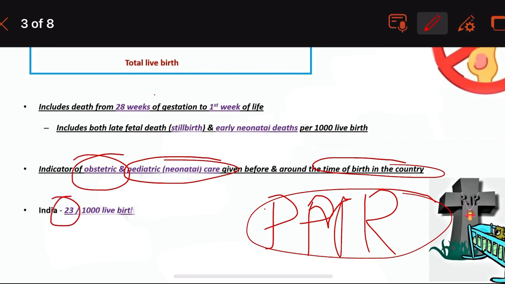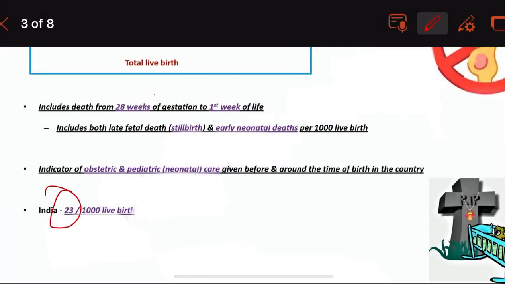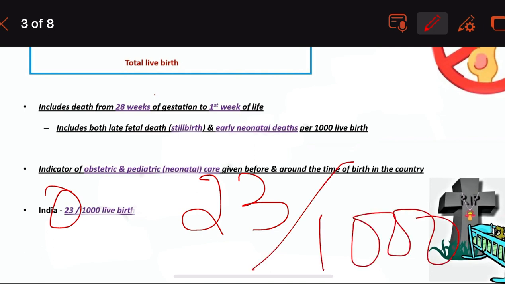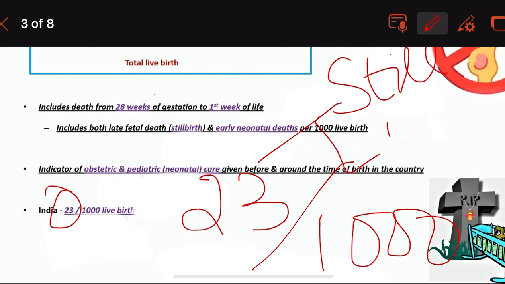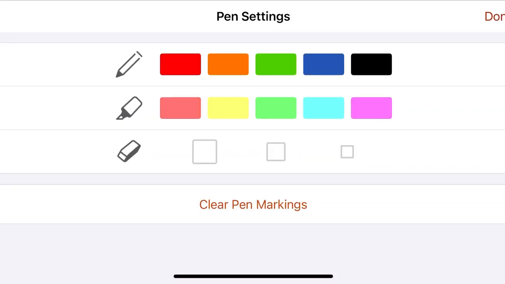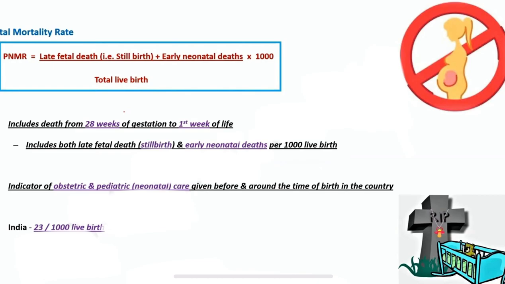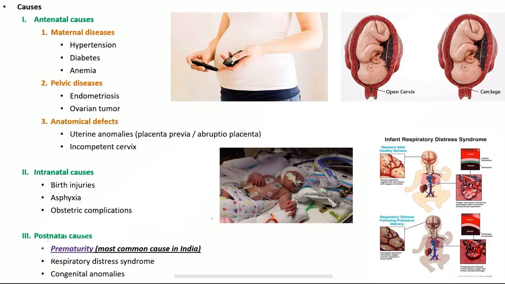In India, 23 perinatal mortalities are occurring per 1000 live births. So sadly, we see that 23 babies out of 1000 are either born dead, the stillbirths, or are dying within 7 days after birth. So 23 babies out of 1000 are dying because of various causes which we will discuss in the next slide. So this was about the perinatal mortality.